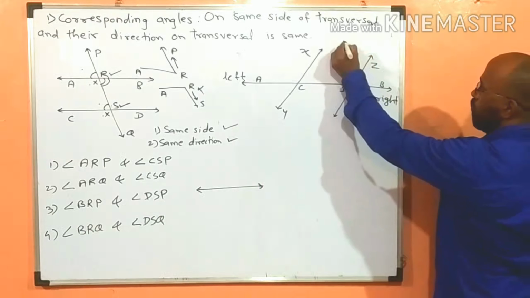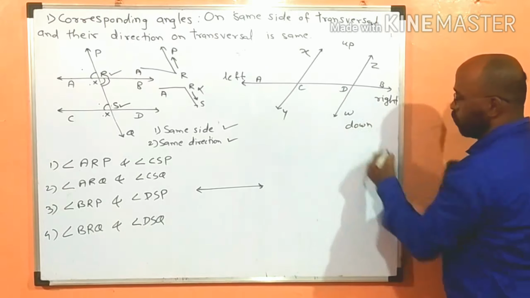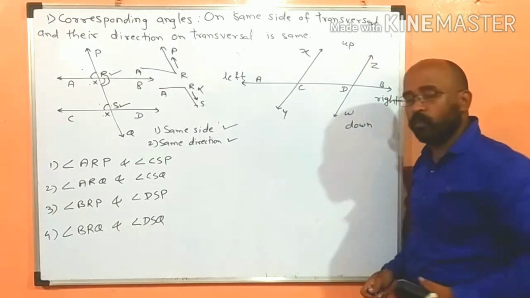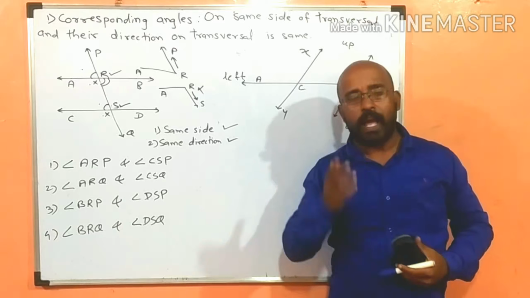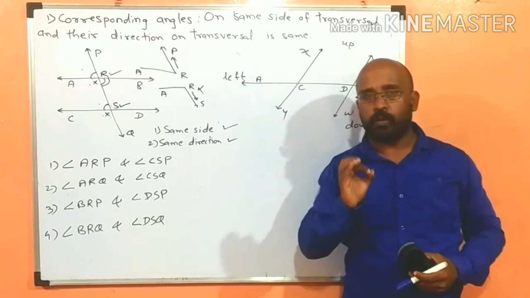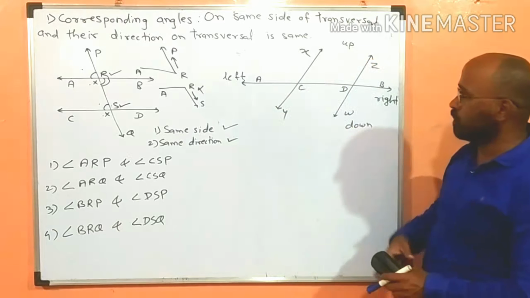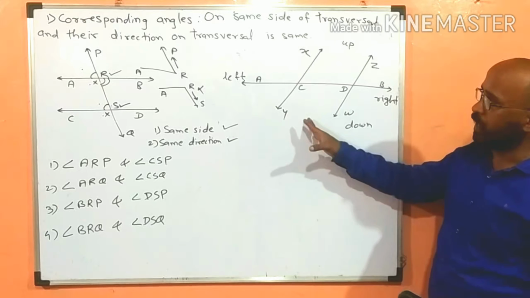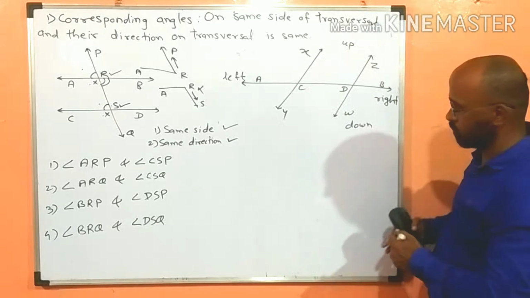One is up and one is down. Clear, students? So while writing directions or while understanding directions and sides, it's very important to understand the transversal first. Okay, now let us see the corresponding angles, a pair of corresponding angles on this transversal.